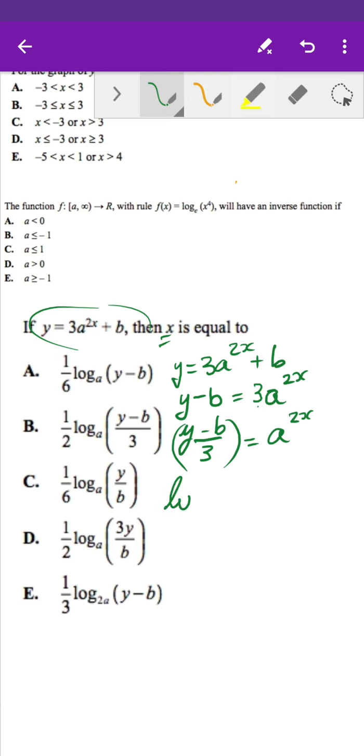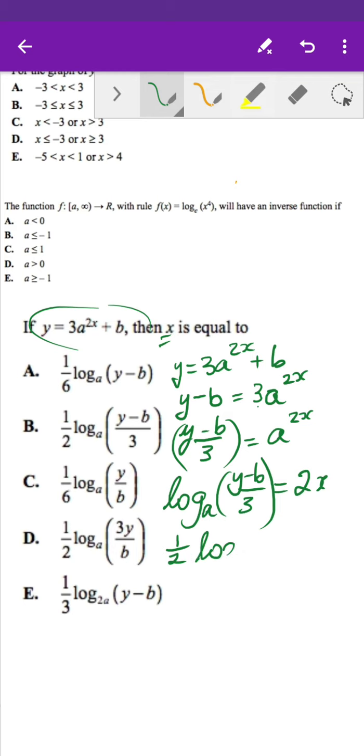Now turn to log notation. The log of (y minus b) over 3 to base a is equal to the index 2x. Take the 2 across to be a half, and we're finished. Therefore, b is the only option there.